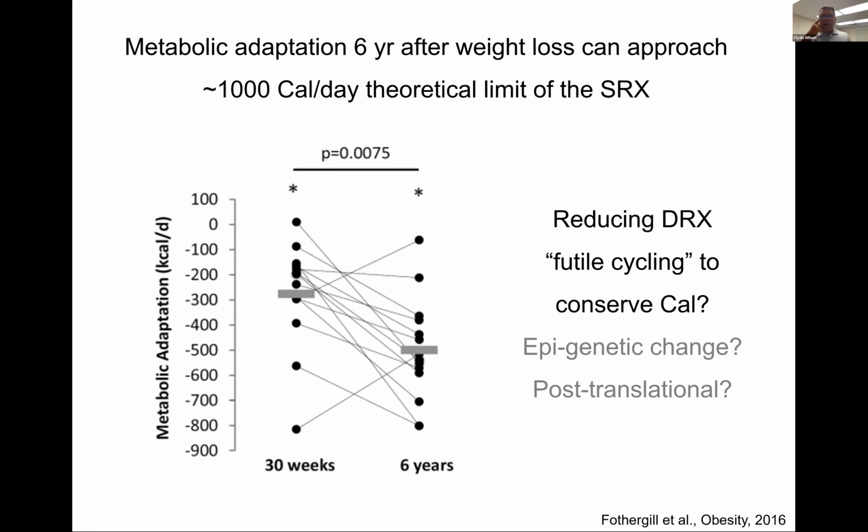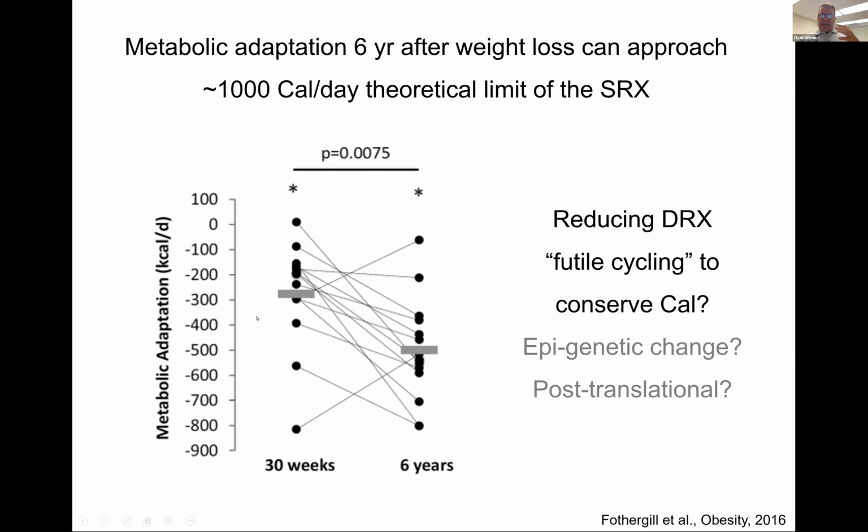On the flip side of this, metabolic adaptation, even 6 years after weight loss, was shown with Biggest Loser contestants. 6 years after being on that competition, it can approach the 1,000 calorie a day theoretical limit of the super-relaxed state.